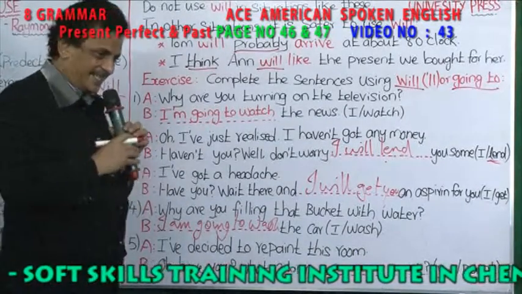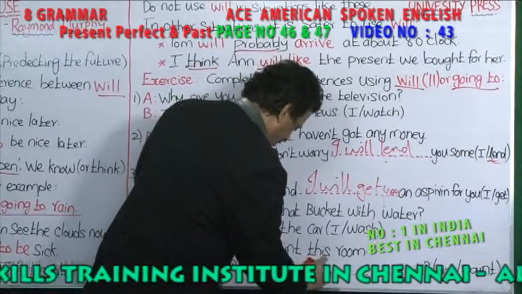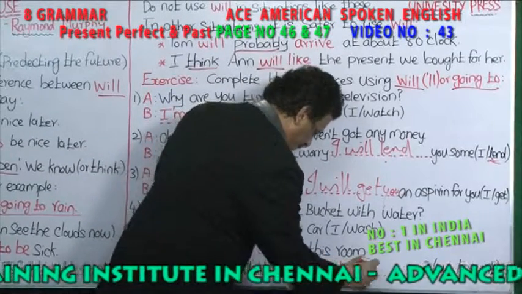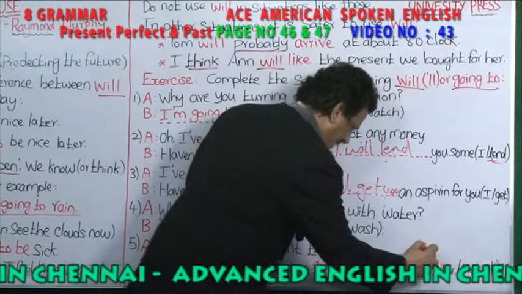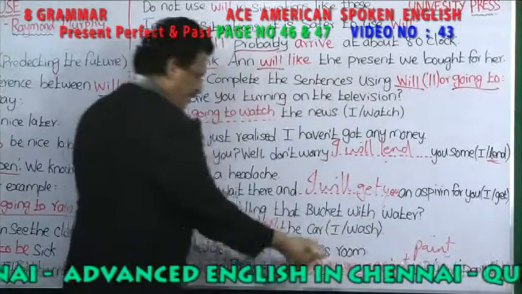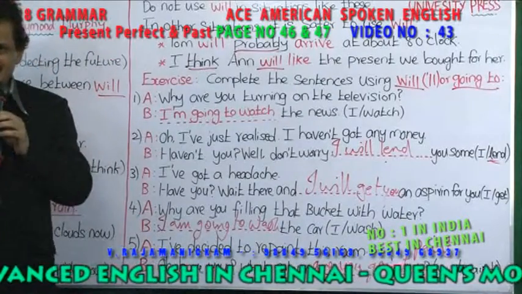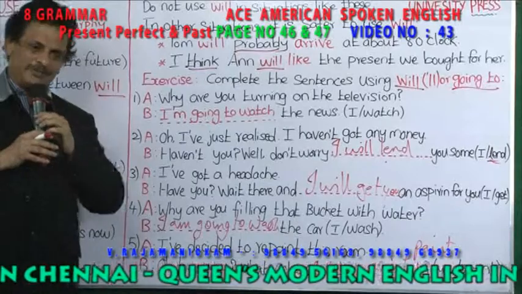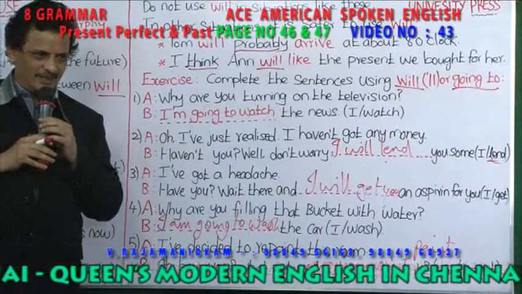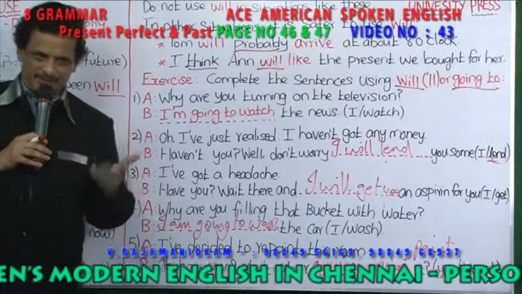Are you going to paint it? Why are you going to paint it? Because it is already decided, right? So when you already decide to do something, then you use going to, whether it is in a question or whether it is negative.